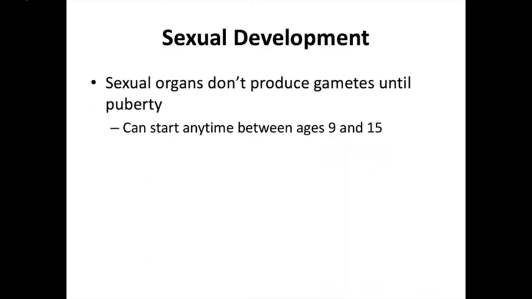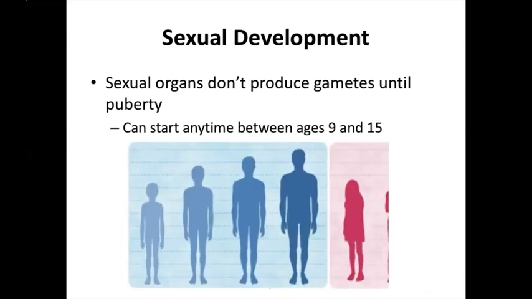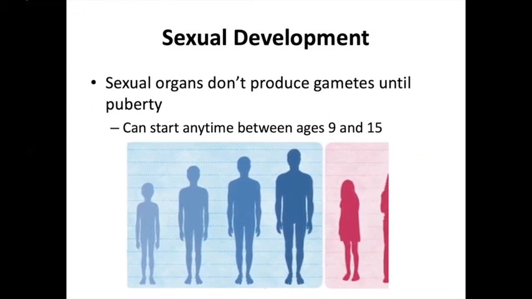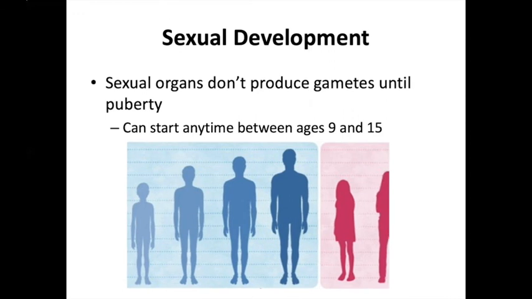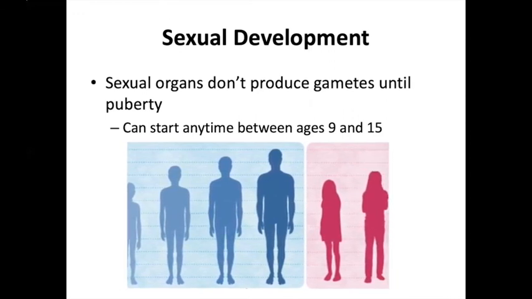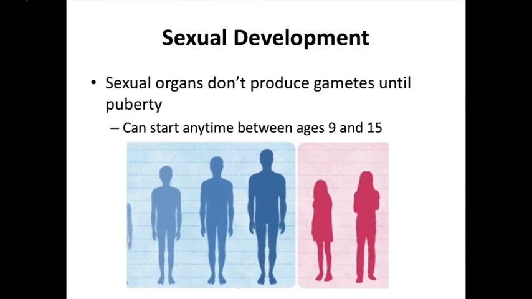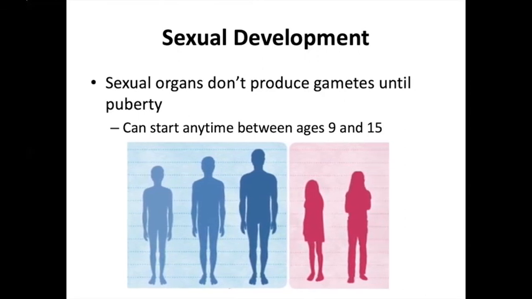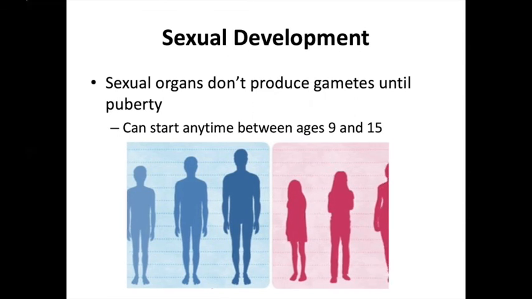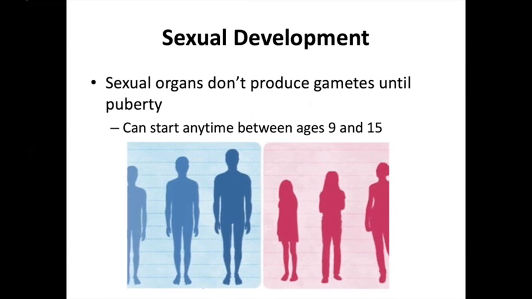All right. Sexual development in a human being. Sexual organs do not produce gametes until puberty. All right. So that means men, you have testes your entire life. They don't actually kick in until puberty. Right. And that's usually around 9 years old to 15 years old. And that's when you get those sudden growth spurts and you go from being a generic little kid to becoming a man.